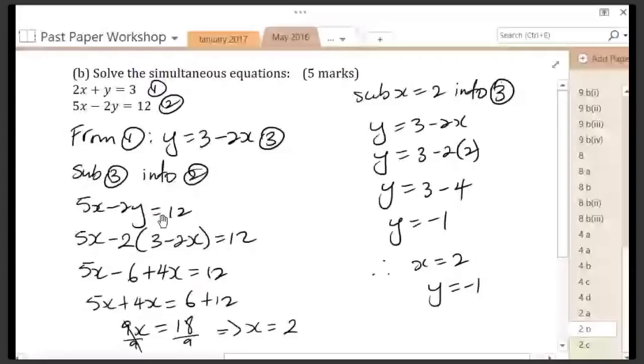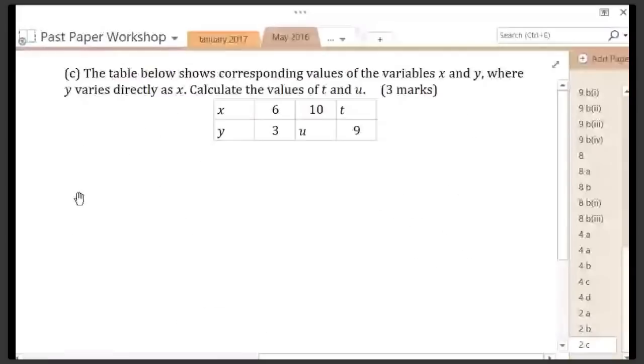Let's go on to part C. The table below shows corresponding values of the variables x and y, where y varies directly as x. So y varies directly as x. Calculate the values of t and u.